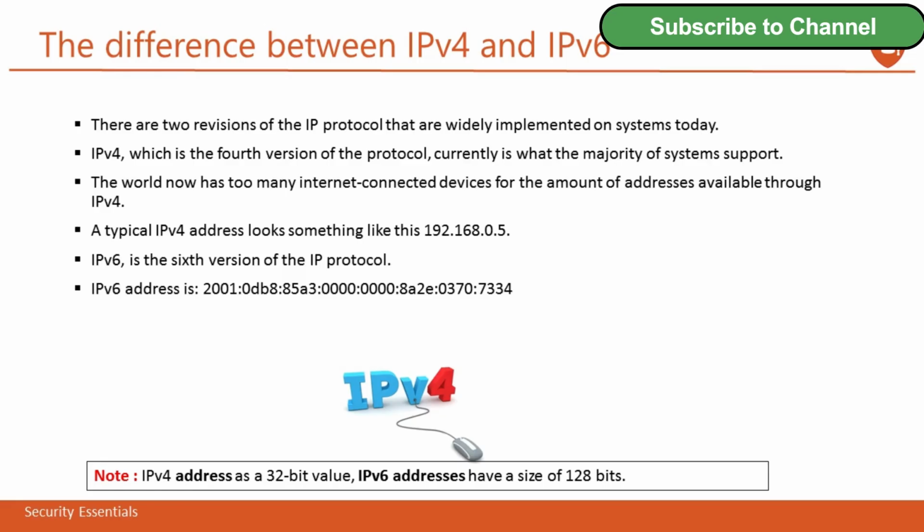So if you want to check if you have IPv4, which is 32-bit, or IPv6, which is 128-bit, you can open your command prompt and type ipconfig in case you're using Windows OS. And then you'll get your IP address.